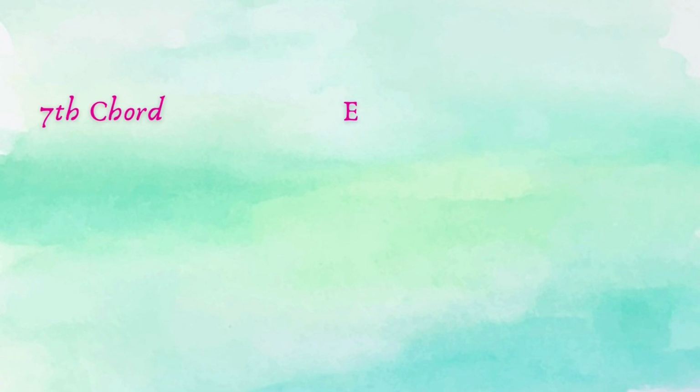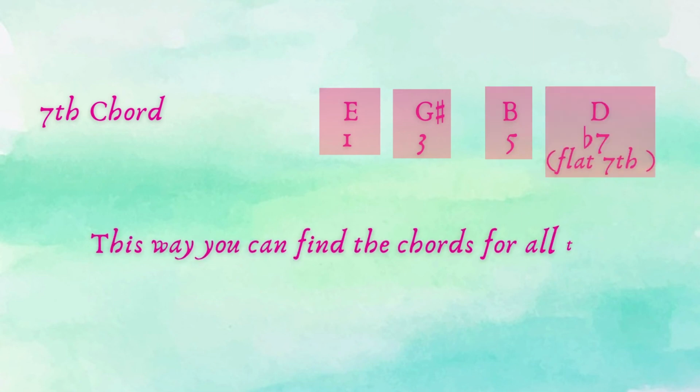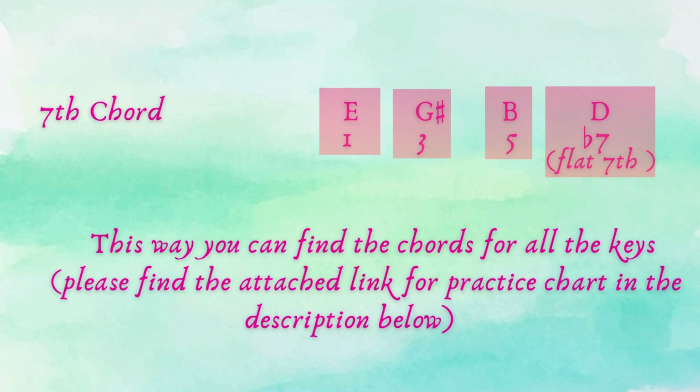For the 7th chord, it's 1st, 3rd, 5th and flat 7th. So the notes are E, G sharp, B, and instead of D sharp, because it's flat 7th, it goes half step down, that is D. The notes would be, I repeat, E, G sharp, B and D. This way you can find the chords for all the keys.